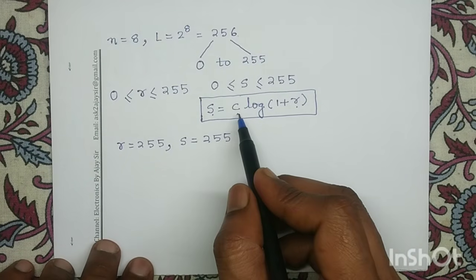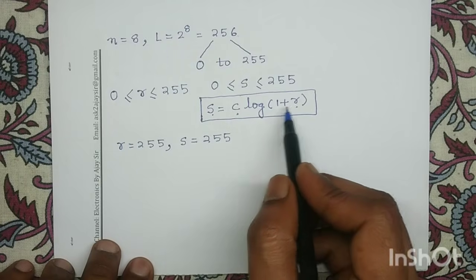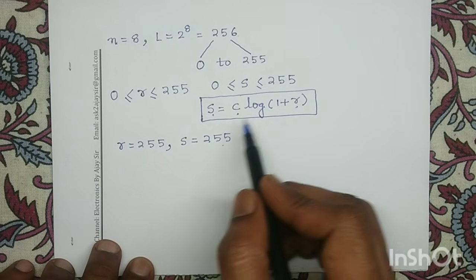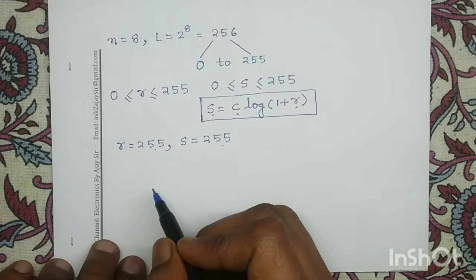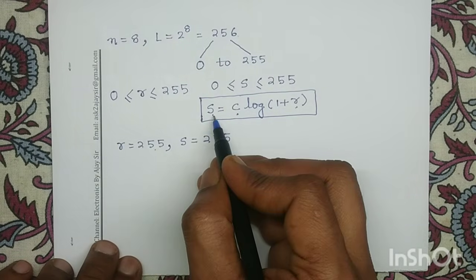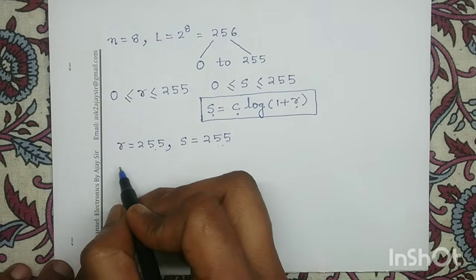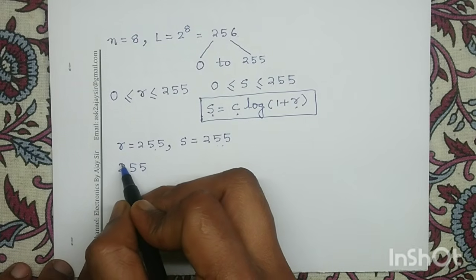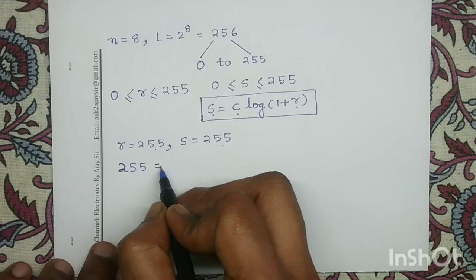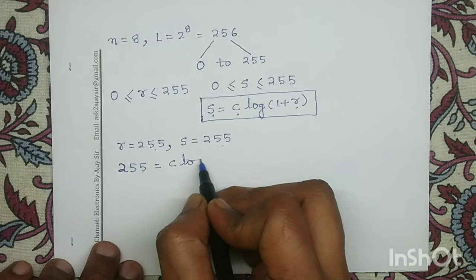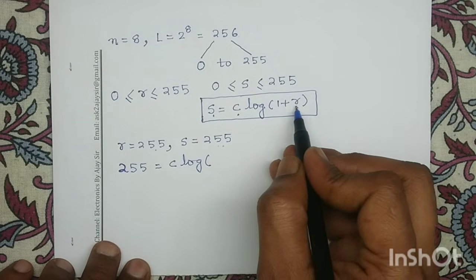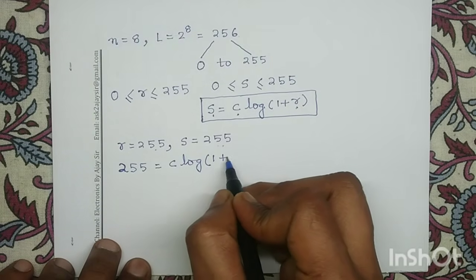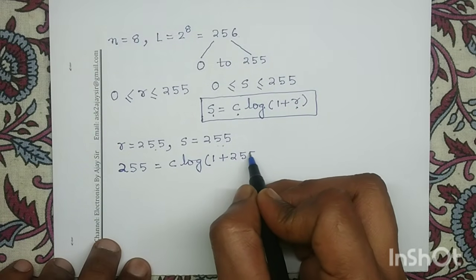So in order to determine the value of c in this equation, in place of s, I will substitute 255, and in place of r, I will substitute 255. So my equation becomes 255 equals c log(1 plus r). In place of r, I will substitute 255, so it is 1 plus 255.